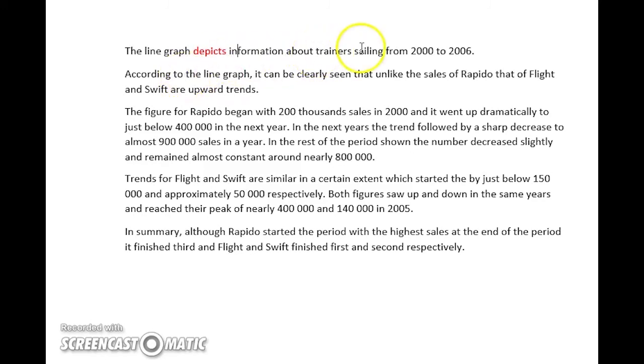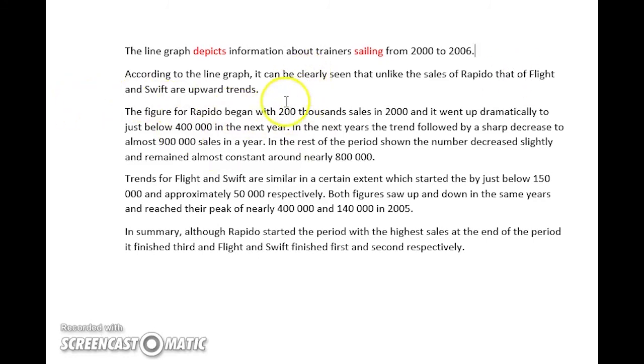Trainer sailing. Sailing, you maybe want to say sales. So sailing is not correct here. So if we just want to make a change to our line graph sentence, we will have: the line graph compares how many trainers were sold between 2000 and 2006.